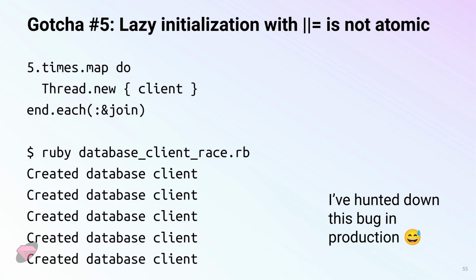And I've actually hunted down this bug in production on a database client, exactly like this. And that database client then kept a bunch of connections and a bunch of background threads. And so we were like, why is our database complaining that it has too many open connections? Where are these connections coming from? Whoops, a bug in the code.